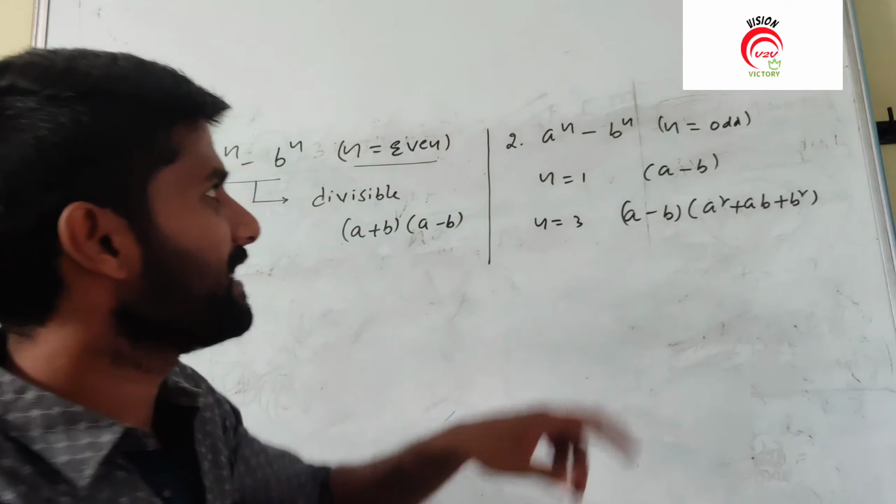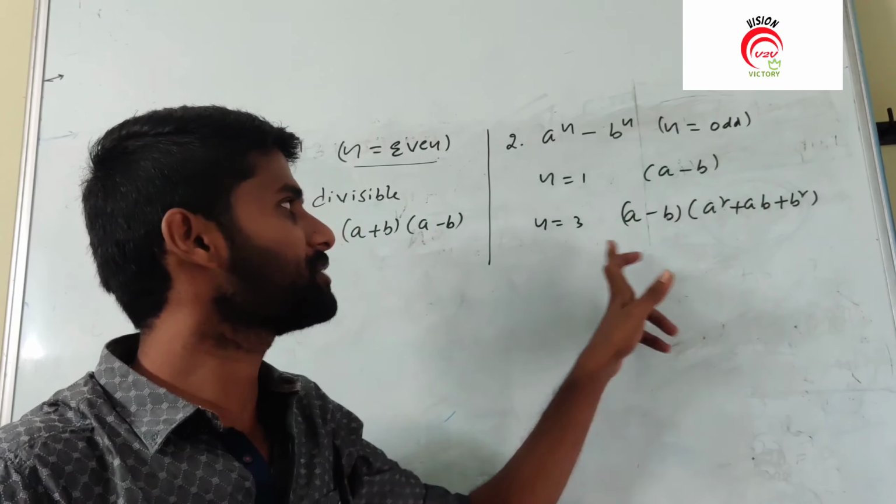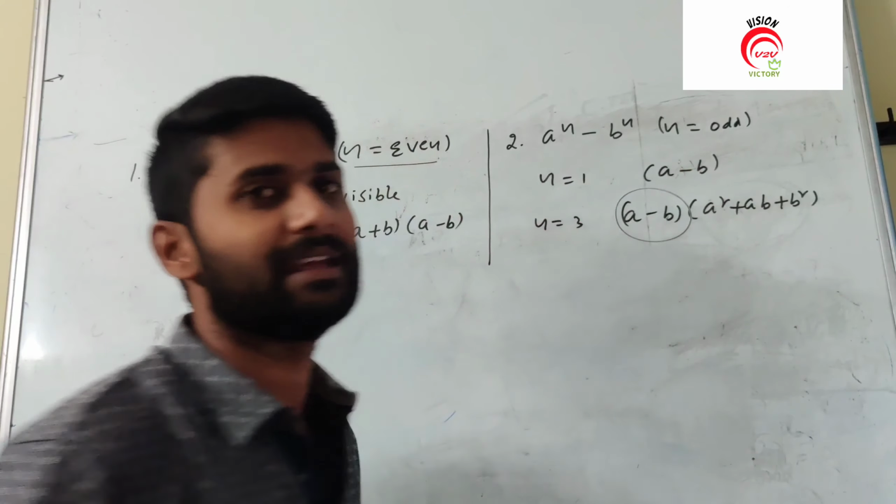It means if any question is given for aⁿ − bⁿ, where n is an odd number, it is always divisible by a − b.